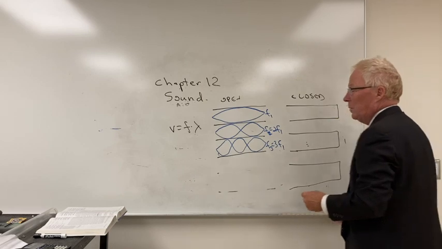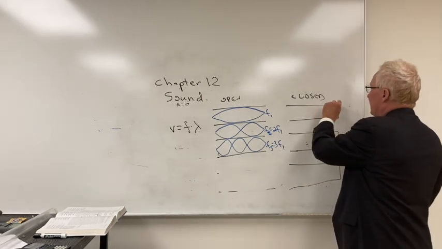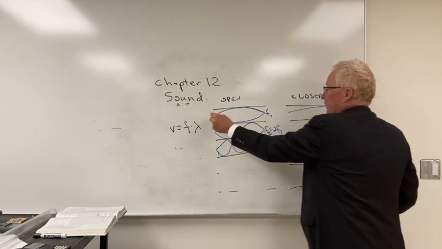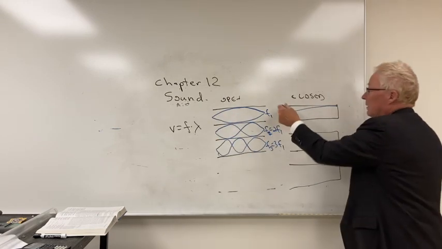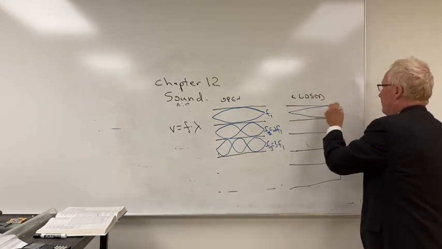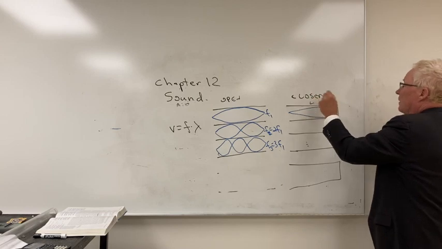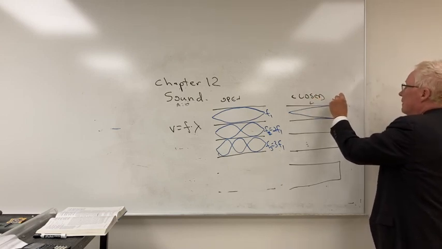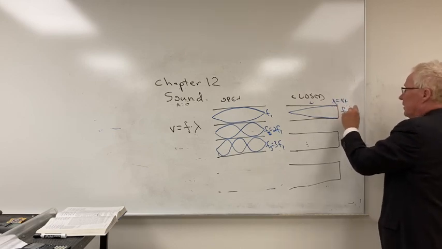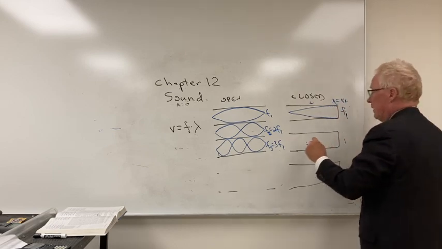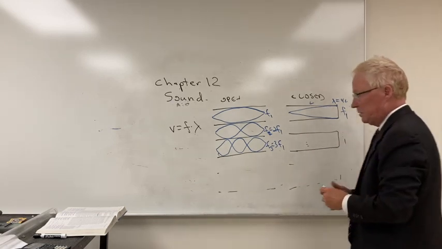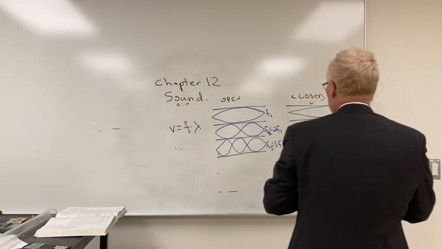For a closed tube, we have a maximum at the closed end, and much like the open tube, it's going to be open at the place where the sound comes in. This is L, and the wavelength is 4 times L. This is the fundamental then. For the next one, I'll just do it the same way, with tubes that are all connected.